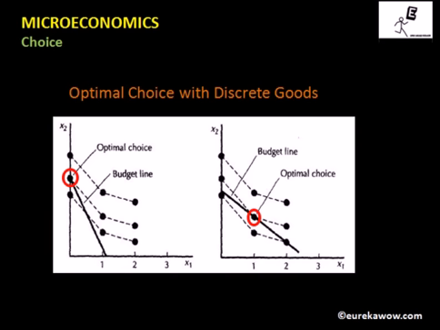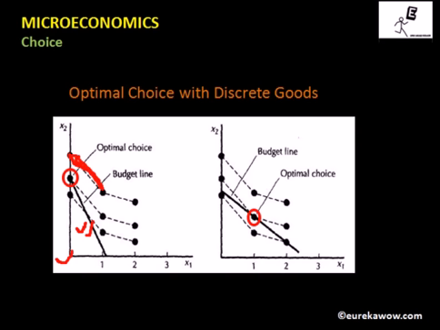Now we conclude from this that the slope of the budget line has a very important role to play. We say that if the slope of the budget line is greater than the slope of this portion of the indifference curve, then the number of units of good 1 that will be consumed will be 0. In this case, as you can see, the slope of the budget line is greater than the slope of this portion of the indifference curve, and as a result the number of units of good 1 consumed is 0.